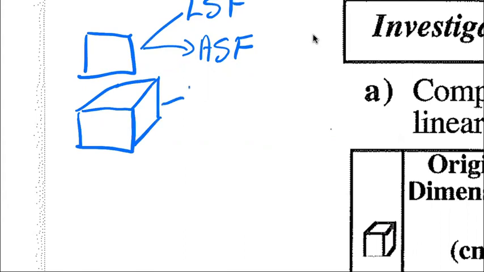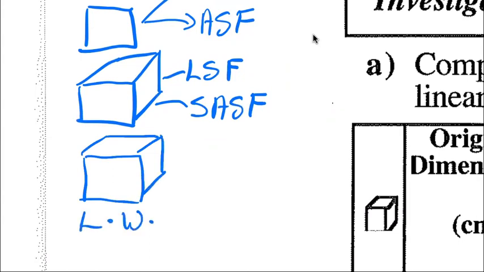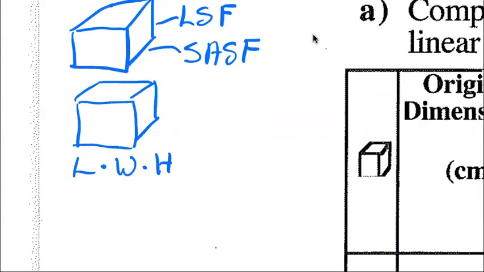I can still apply a linear scale factor, but now I have to apply a surface area scale factor because there are multiple faces. And because of that, when I have my 3-dimensional object, how do I calculate the volume of that object? Length times width times height. And if all of these were in centimeters, then it would be centimeters cubed.